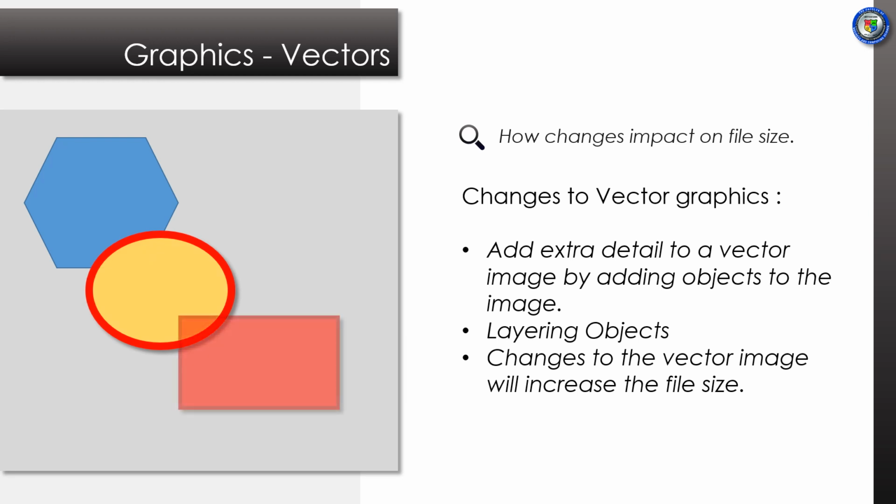Now let's look at vector graphics. We can add extra detail to a vector image by adding objects to the image. These objects are layered, as you can see in the diagram. Changes to a vector image by adding objects will increase the file size of the vector graphic.